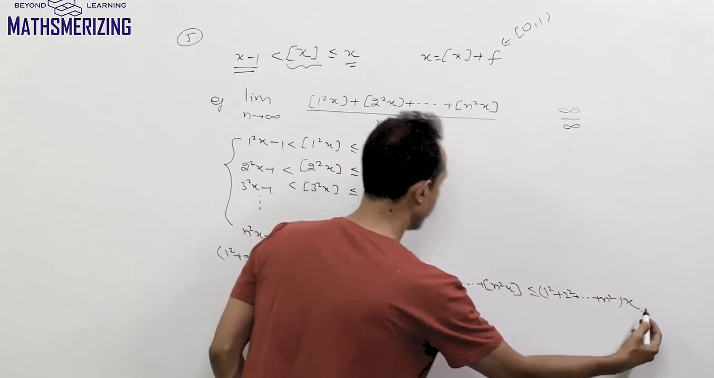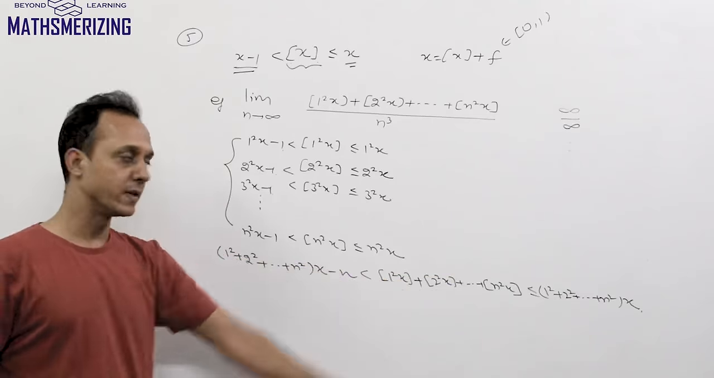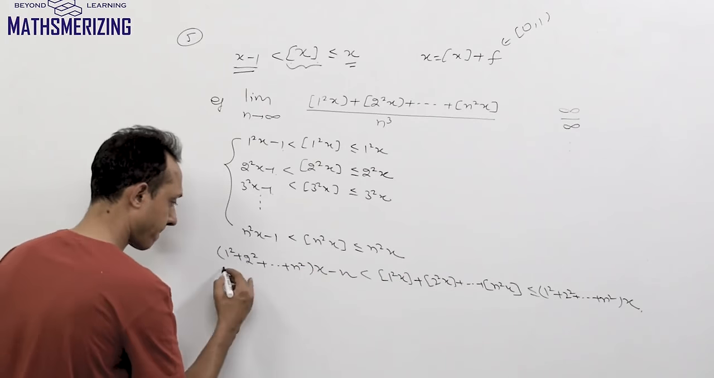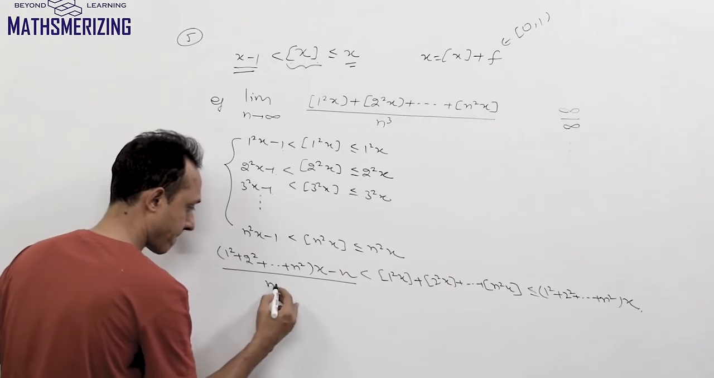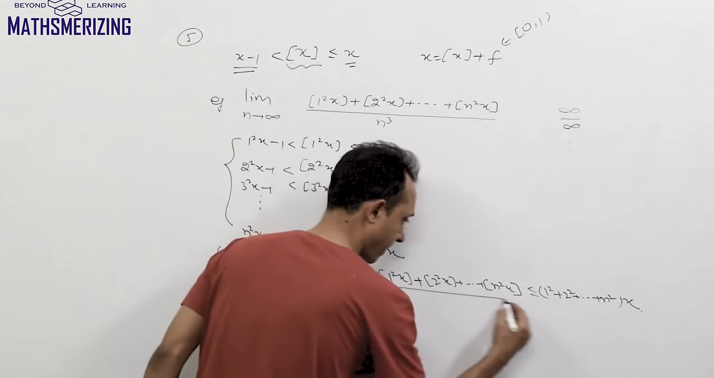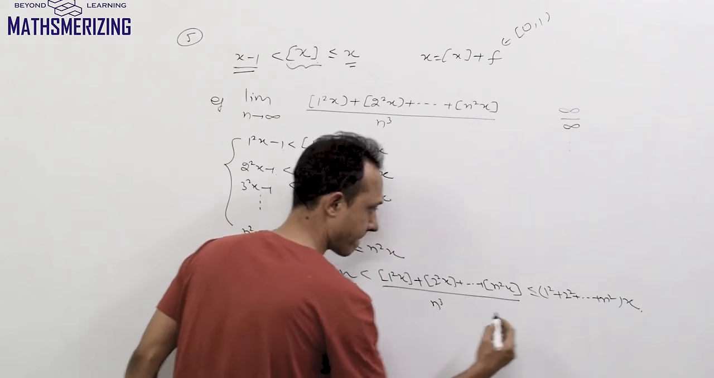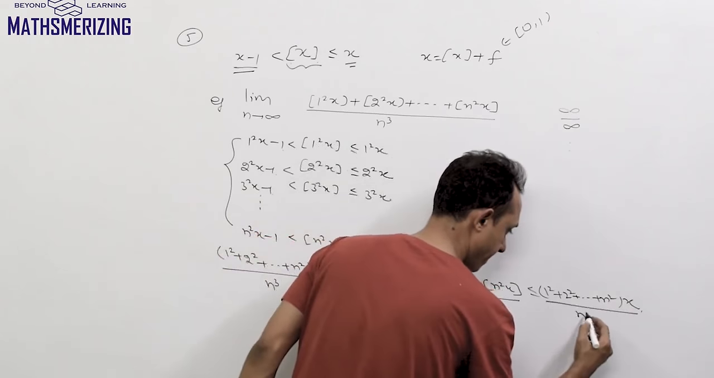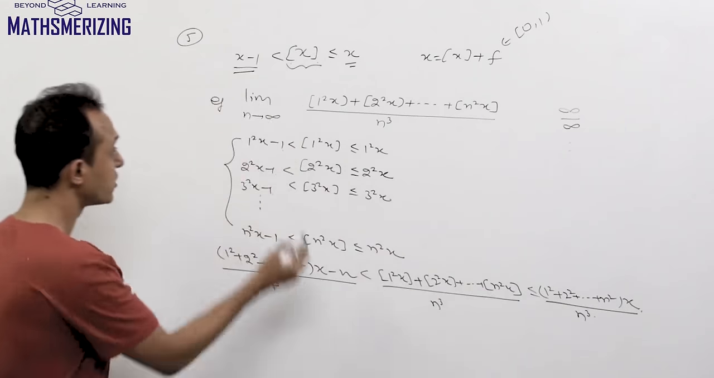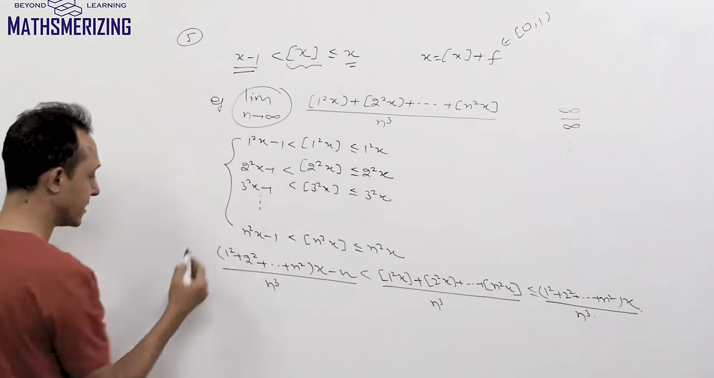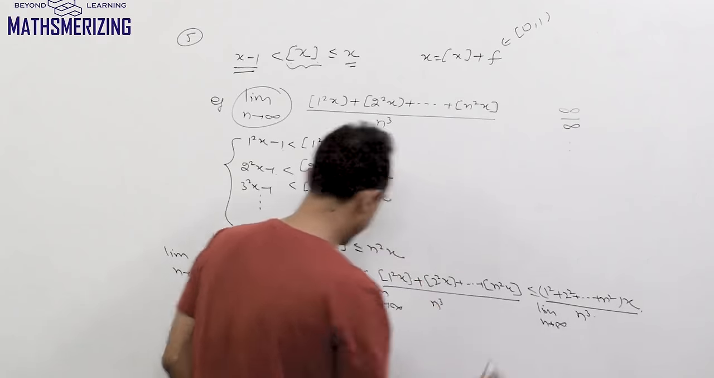Now for this limit, I'll need to divide by n cubed. So I'll divide each of the three expressions by n cubed. And I'll also take the limit n tends to infinity for all three expressions. Limit n tends to infinity here, here also I'll take limit n tends to infinity, and here also I'll take limit n tends to infinity.